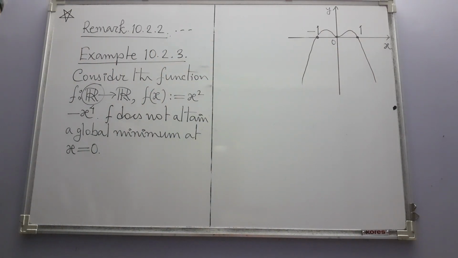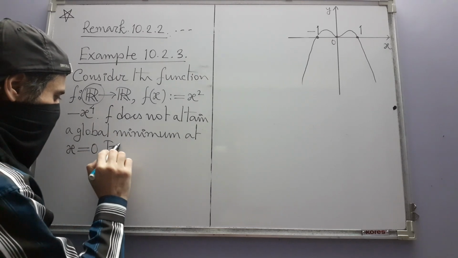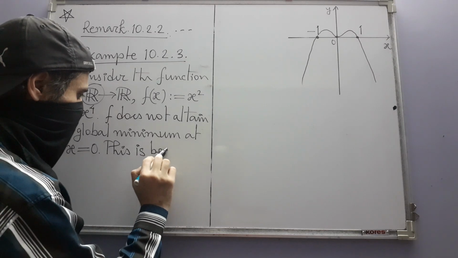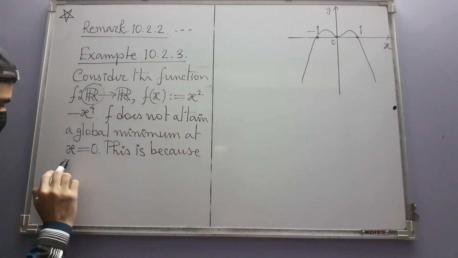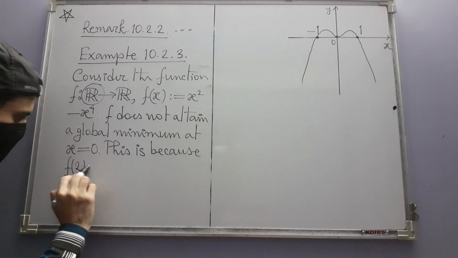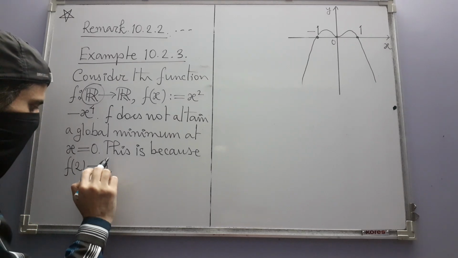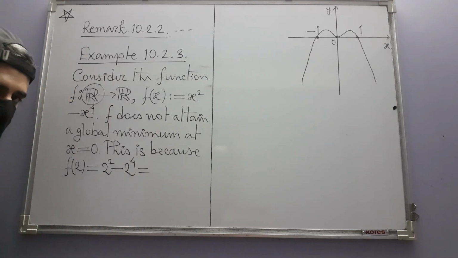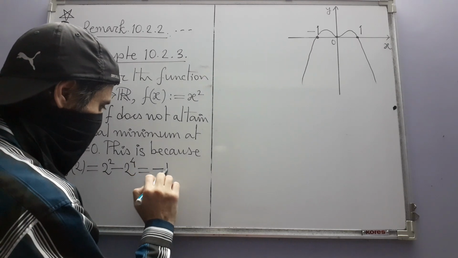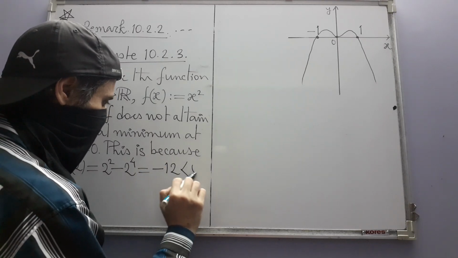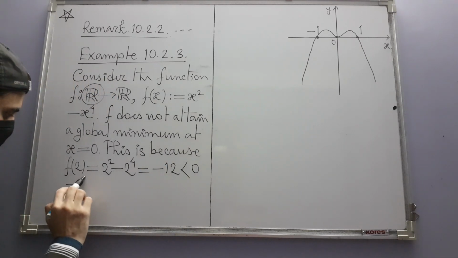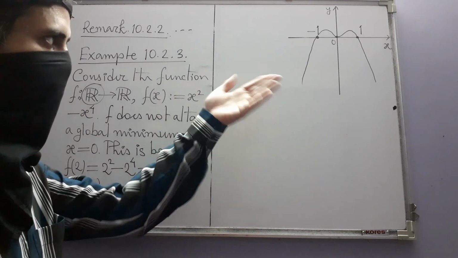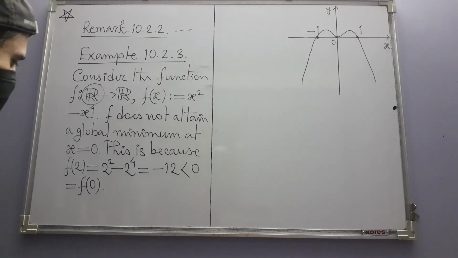And in fact, that can be demonstrated simply by considering this. This is because f of 2, for example, is 2 square minus 2 to the power 4, that is 4 minus 16, which is minus 12, that is less than 0, and 0 is f of 0. So smaller than f of 0 also there are values, and f of 2 is one such value.